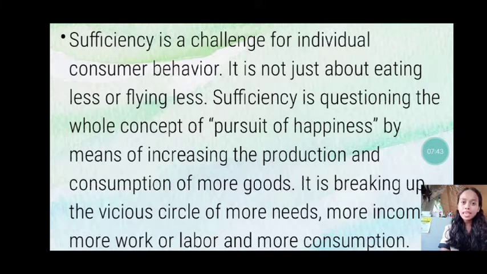So in sufficiency, we strive to have less mobility, less consumption, and less energy demanded. So, diba? Less is more. So in sufficiency, we strive to have less in everything that we do. So, less consumption, less energy demand, and less mobility. So that's the aim of sufficiency.